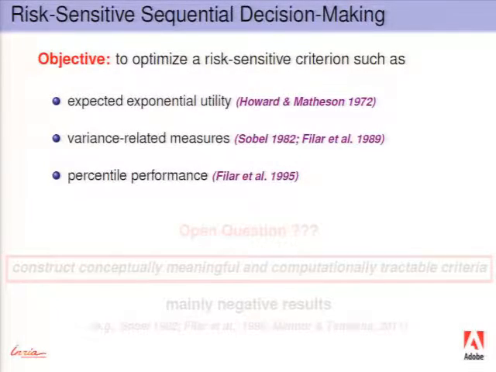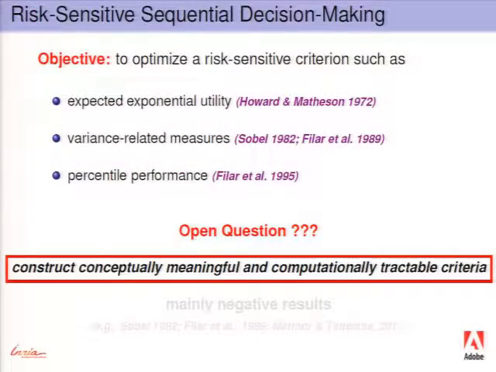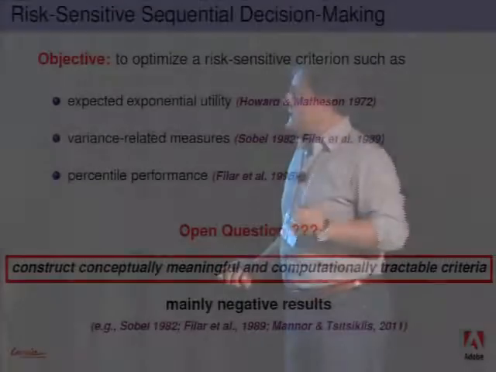We have some work in the literature. We have expected exponential utility, which has direct connection with mean-variance trade-off. A very natural and well-studied set of criteria are the variance-related measures. And now people are looking at percentile optimization and percentile control, but the open and important question is to construct a conceptually meaningful risk criteria, which at the same time is computationally tractable. That optimization problem is nice.